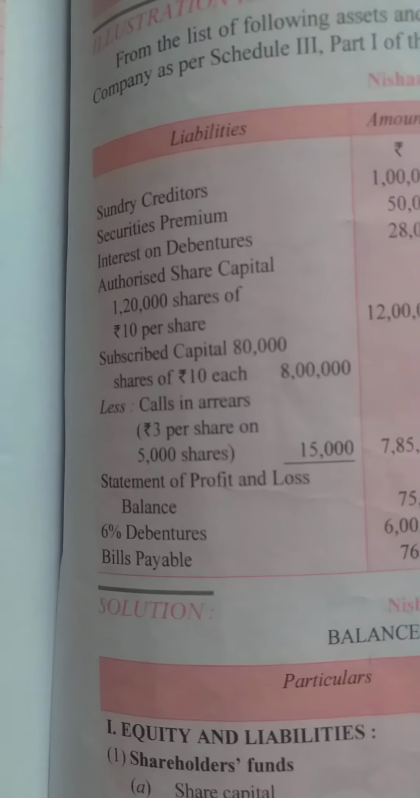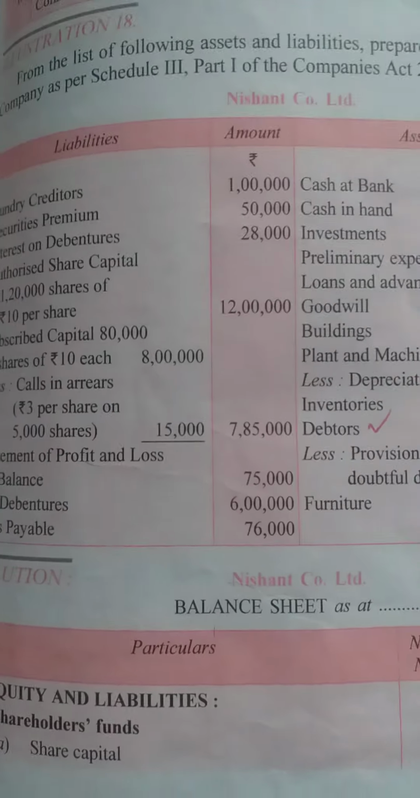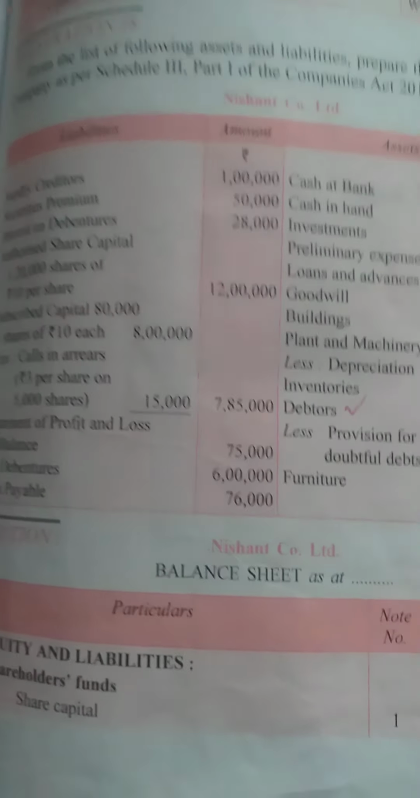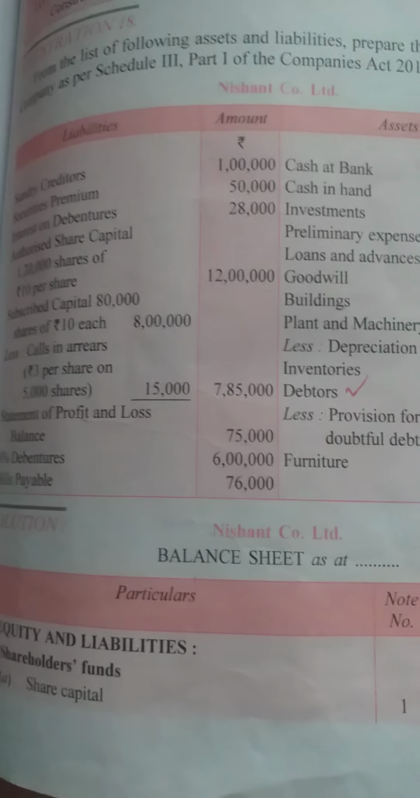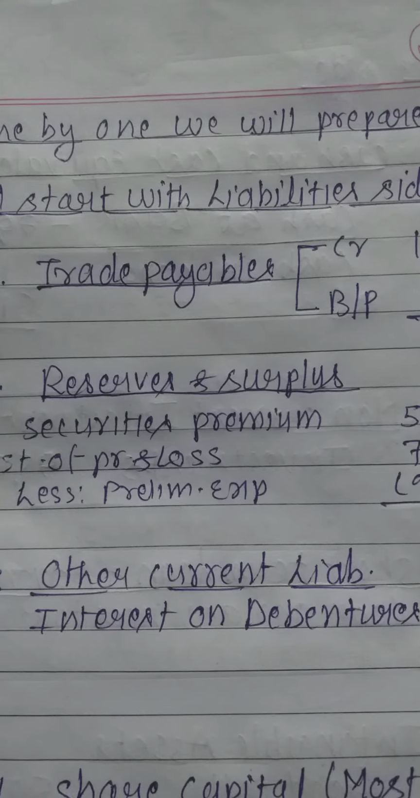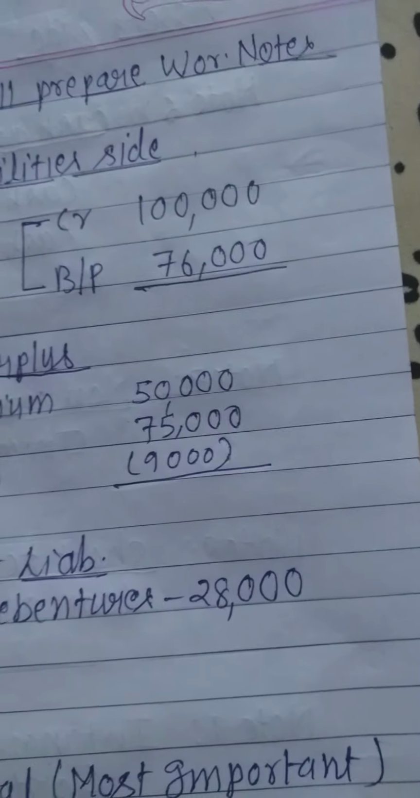What next? The next one is statement of profit and loss balance. How much? 75,000. So it is a part of reserves and surplus, and we have already given this heading under note 2, reserves and surplus. Security premium we have written earlier, 50,000.